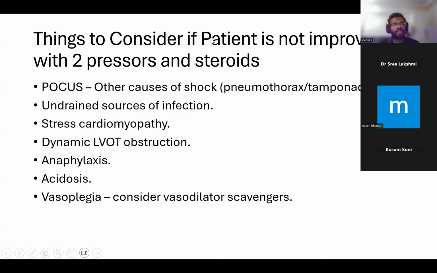So other things to consider in patients who are not responding to two pressors and steroids: always do another focus, to rule out pneumothorax, tamponade, etc. Any other obvious causes that we might have missed. Look for any underlying sources of infection. So if you have any abdominal collections or some kind of infection somewhere, it needs draining.